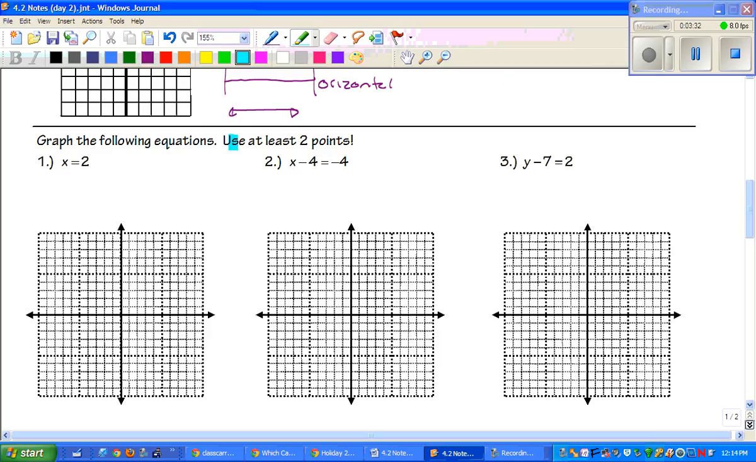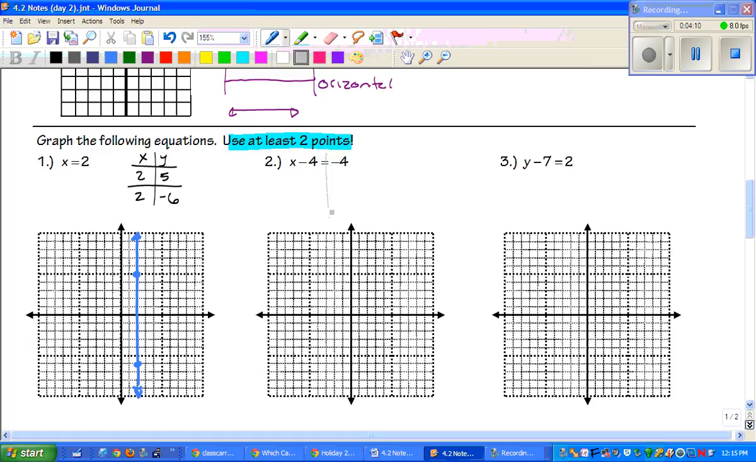Graph the following equations, and it says to use at least 2 points. So x, y. Let's do a positive number and a negative number. So (2, 5) is right there. (2, -6) is down there. Let's graph the line. And don't forget to draw the arrows.